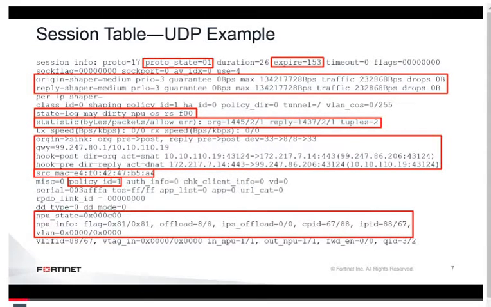This slide shows a sample of the output contained in the FortiGate session table. From left to right and from top to bottom, the following information is highlighted: the IP protocol number and the protocol state. This value is covered in this lesson. The length of time until the session expires, if there is no more traffic. Traffic shaping counters, session flags, received and transmitted packet and byte counters.